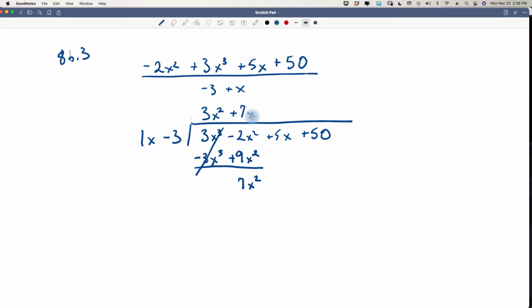So now we multiply. 7x times 1x is 7x squared. 7x times negative 3 is negative 21x, right? We bring down our 5x, just like you bring down other numbers whenever you're doing long division. You bring down the next term. Okay, and we're going to change the sign because we're subtracting. This cancels, and this becomes 26x, right? Bring down the 50.